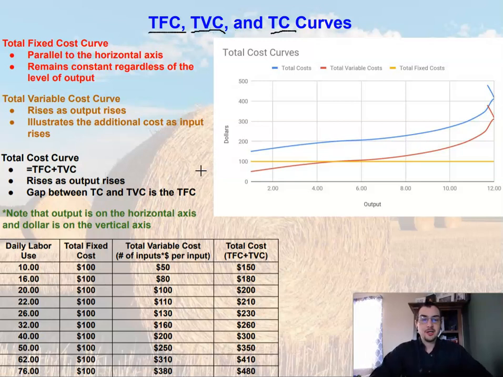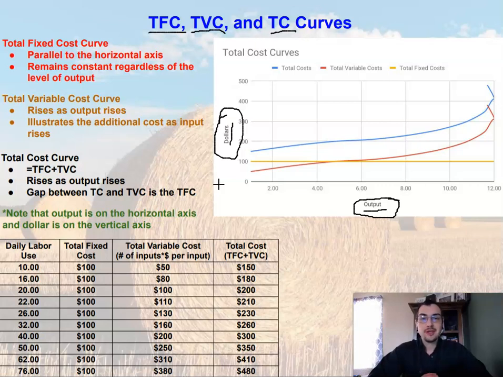As we look at this total cost graph, you should note that output is down here on the horizontal axis and dollars is on the vertical axis. So whenever you're drawing these graphs yourselves, make sure that you put output on the horizontal and dollars on the vertical. Now, let's start off with the total fixed cost curve. It's the easiest one to draw. Why? Because it's a straight line.